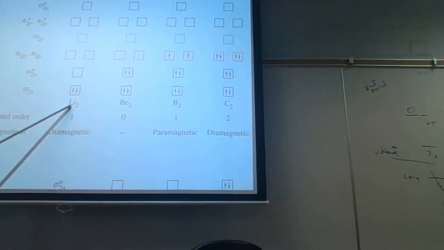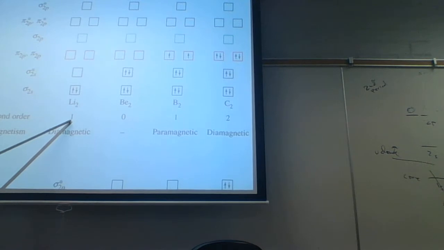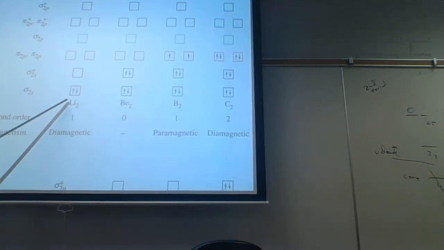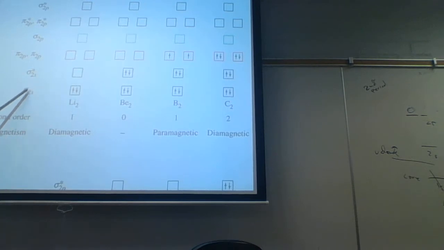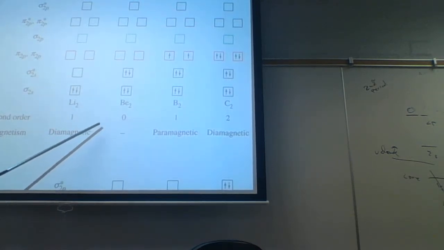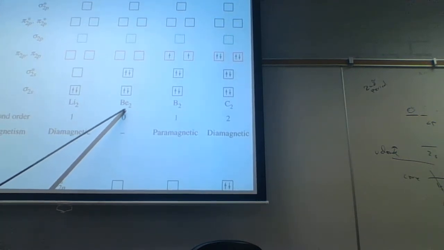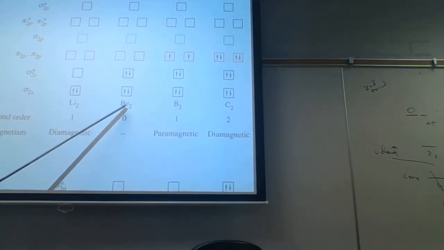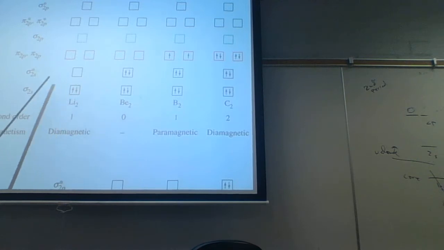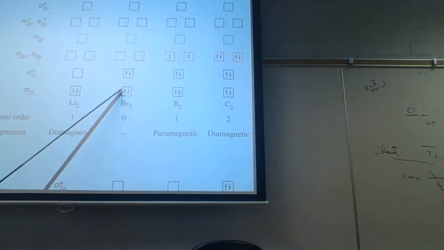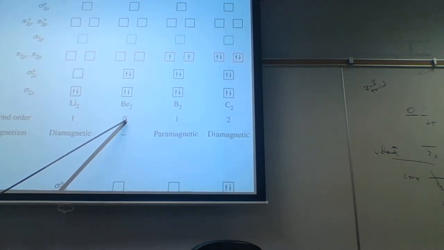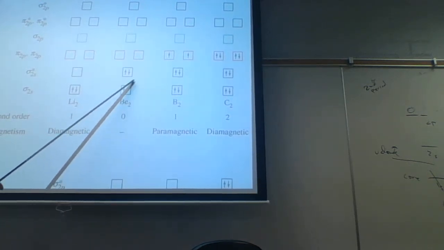Can you make Li2? Would you expect it to exist? Yes. That's because Li2 should have a bond order 1. There should be a single bond. That is, we have 2 electrons in a bonding MO, and it should be diamagnetic. How about Be2? If I try to make diatomic beryllium, it wouldn't exist. It wouldn't exist because we put 2 electrons in the bonding, 2 electrons in the anti-bonding. They would cancel each other out, and we get no bond formation. So Be2 does not exist.